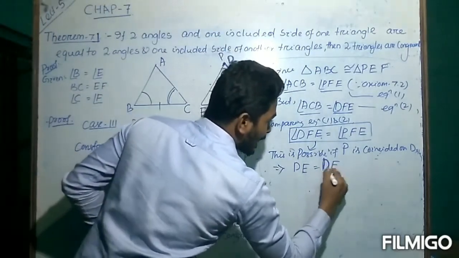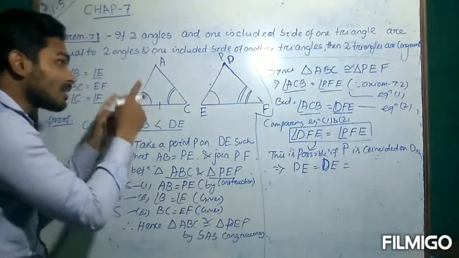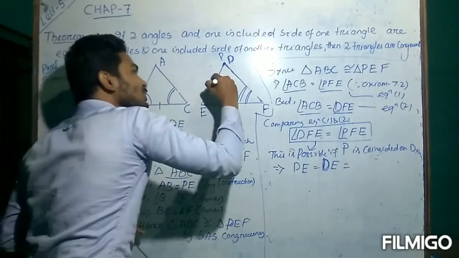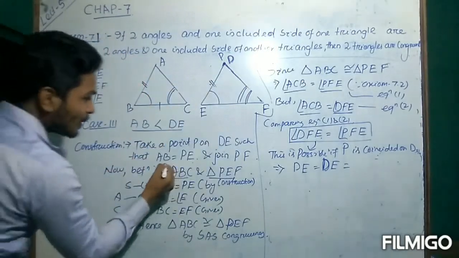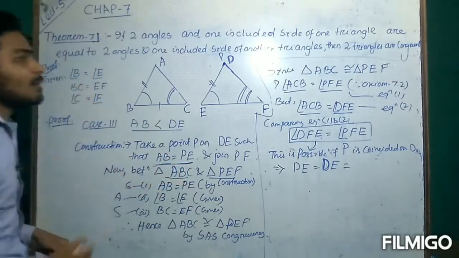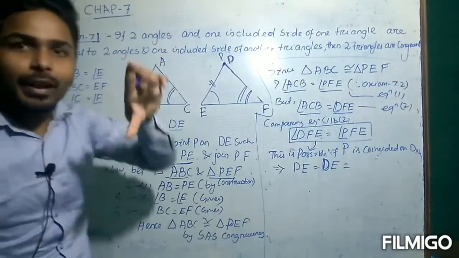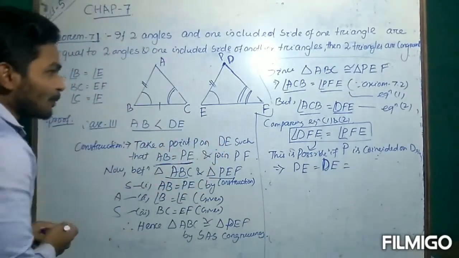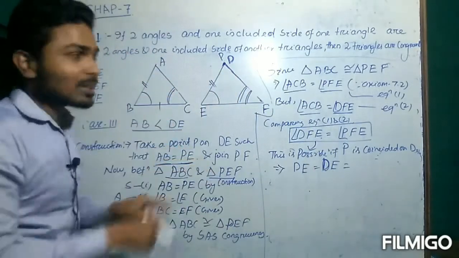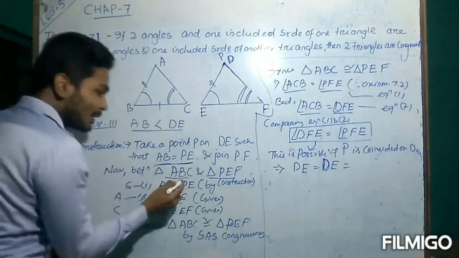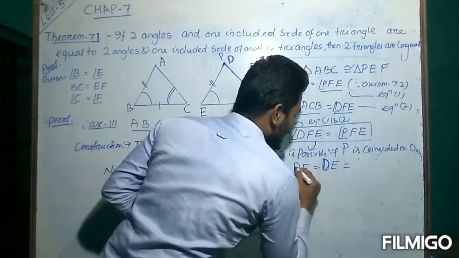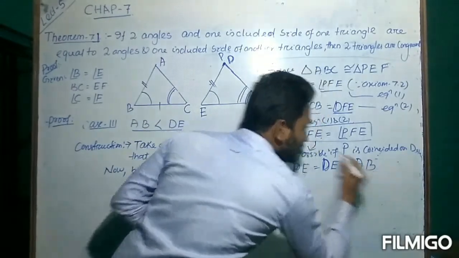Okay? But from the construction we know that this AB is equal to PE. We have already constructed, we have already initially taken that PE is equal to AB. It is 5, then it will be 5. We have taken it initially. So, since we proved that PE is equal to DE, but we have constructed that this PE is equal to this AB, we can write that PE is equal to AB.